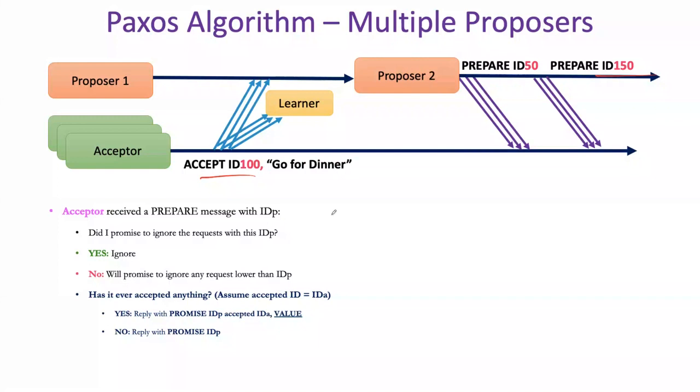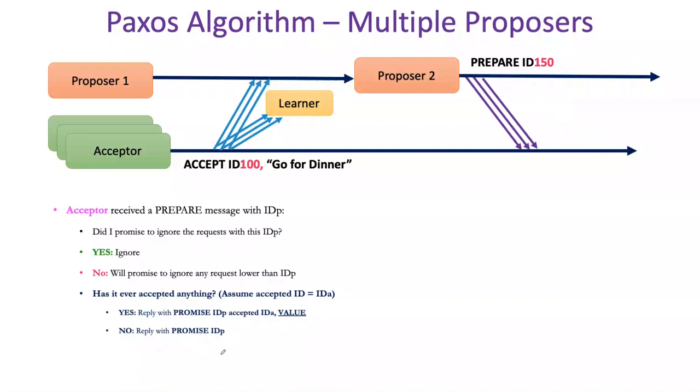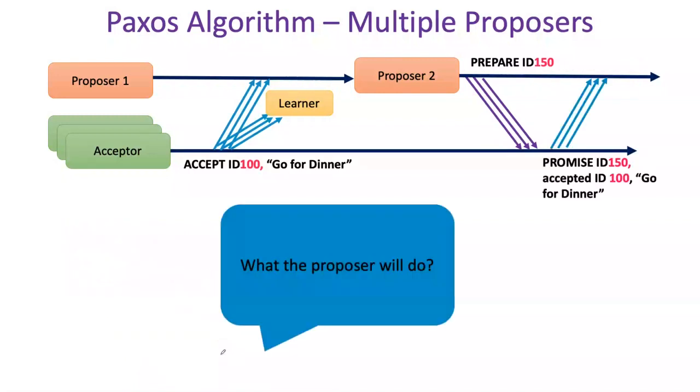So in that case, has the acceptor ever accepted anything, say the ID of your A? If yes, they reply with the promise ID and the accepted value, and if no, they reply with the new promise or new commitment ID. Upon this, the acceptors will inform proposer 2 of the promise ID 150, and for this promise ID, the accepted ID along with the value will be given to proposer 2. We all agreed on this particular proposal, which was proposed by your proposer 1, and the value of that proposal is we are going for the dinner.